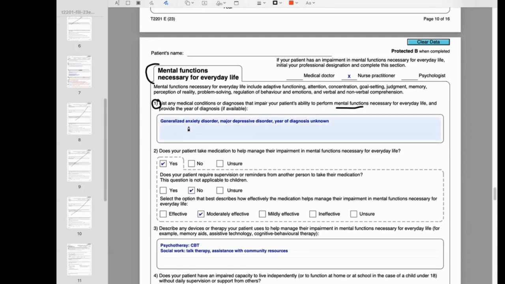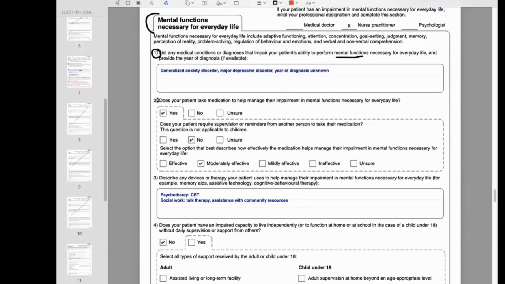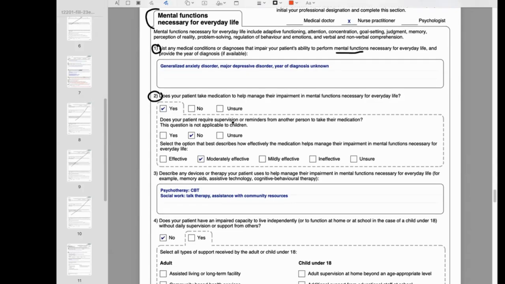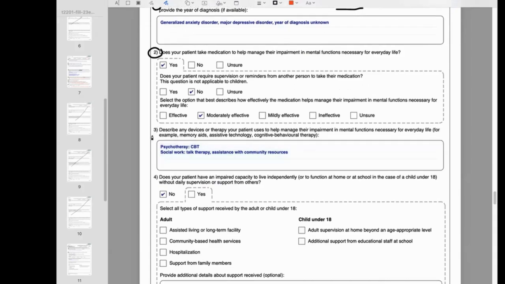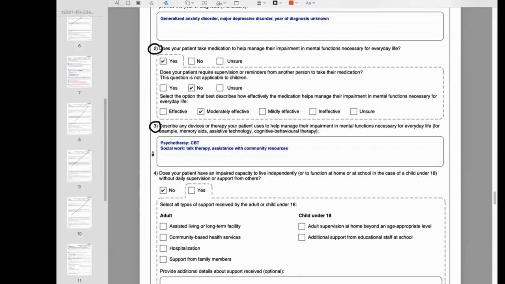So it could be a number of things. I've put here in our mock patient anxiety and major depressive disorder. Could be bipolar disorder, psychosis, PTSD, etc. It asks if the medication is needed to manage the impairment. Yes, no, or unsure. Do they require supervision? And then we have to describe how effectively a medication helps manage their impairment. Again, using our best judgment with objective evidence and patient reports. Describing any devices or therapy. So for this, common ones would be any type of psychotherapy, social work, any kind of memory aids or technology that they need to help with their mental functions.